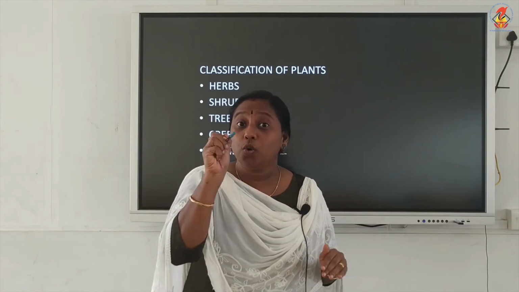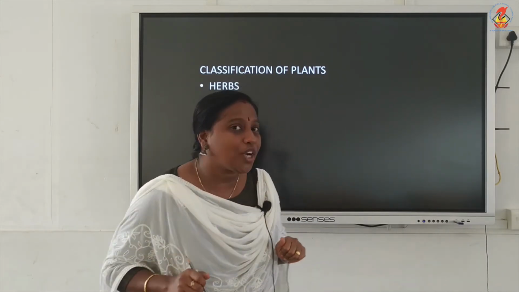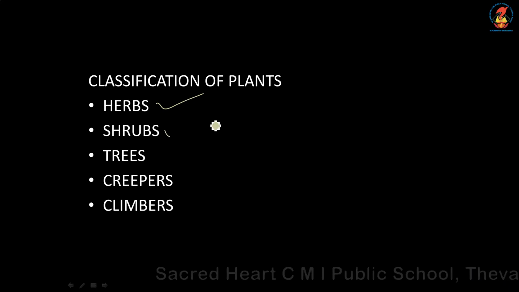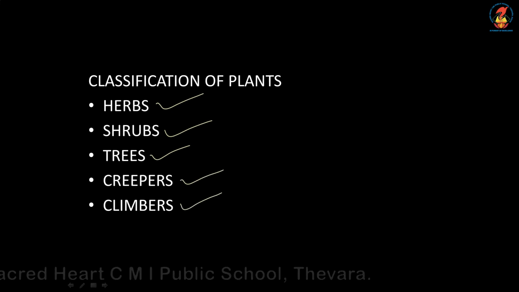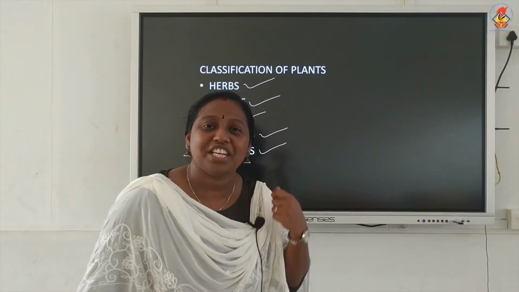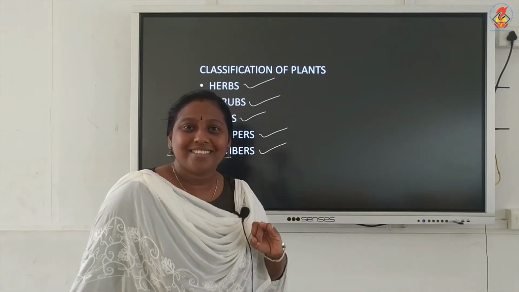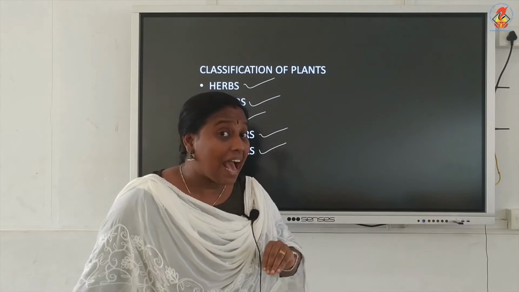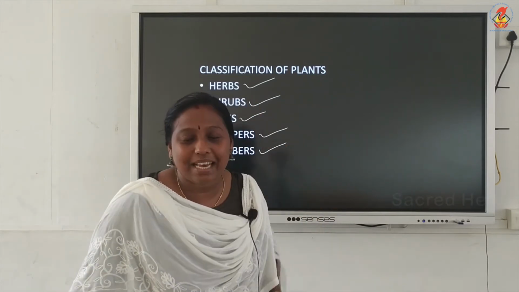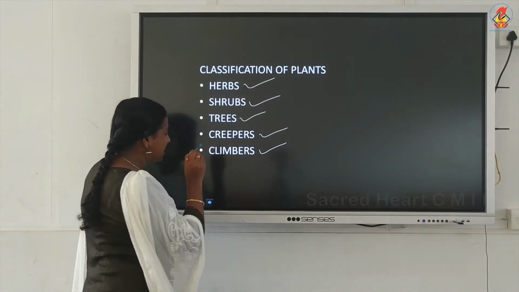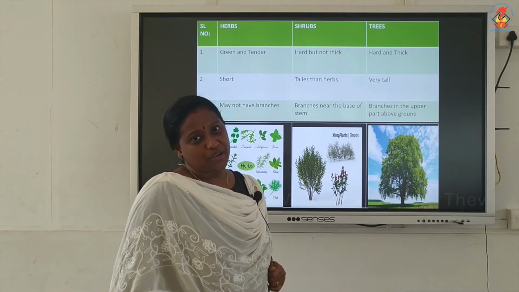Okay, so in total you have to study 5 categories of plants or 5 groups of plants. So what are they? They are the herbs, shrubs, trees, creepers and climbers. So you are going to study about 5 different classification or groups of plants. Once more repeat with me. Herbs, shrubs, trees, creepers and very good, climbers. Okay children, we will see details about these 5. Yes. So first we will see the differences between a herb, shrub and a tree.